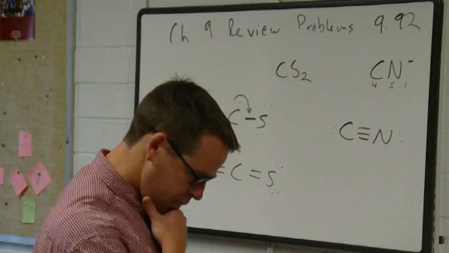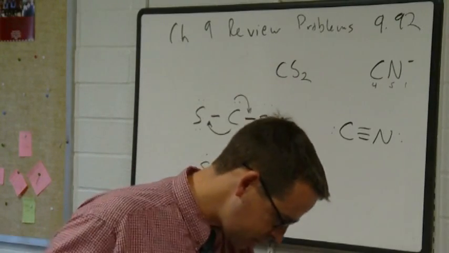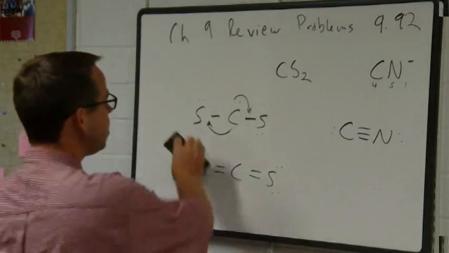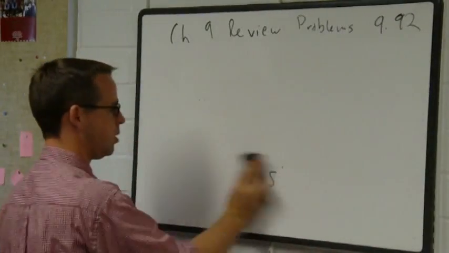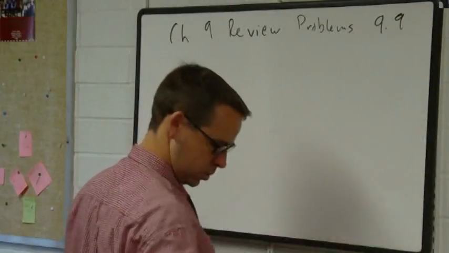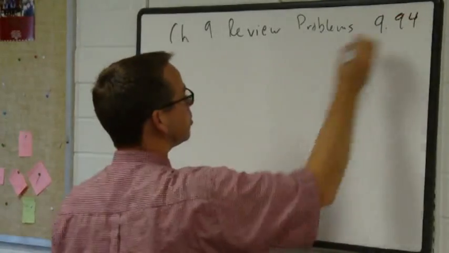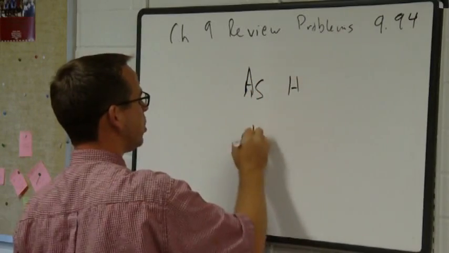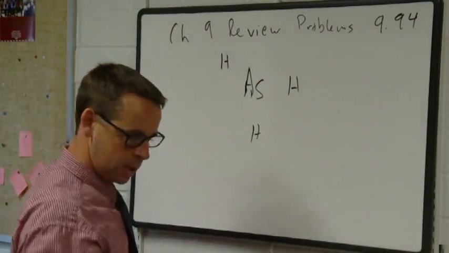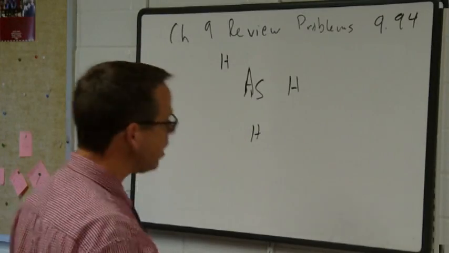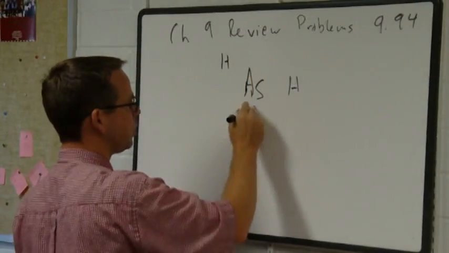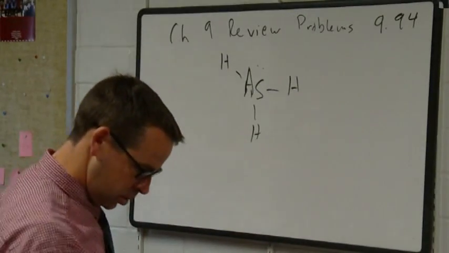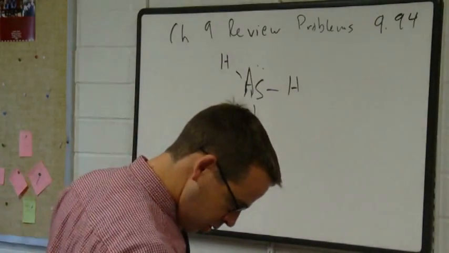994. Draw Lewis structures for the following compounds. AsH3, arsenic hydride. Arsenic brings in 5, 6, 7, 8. So we're looking for 8 electrons altogether. There's 6, and then we have a lone pair on the central atom. AsH3.